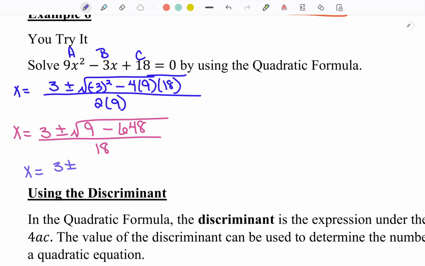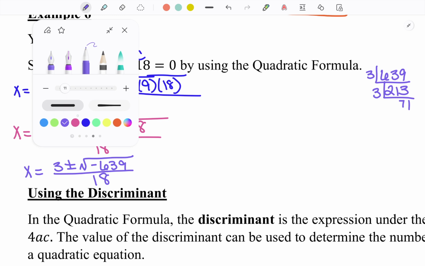We have the square root of -639 over 18. So that's 639. We have, let's see, divide it by 3. That gives us 213. We're going to try to divide that by 3. That leaves us with 71. Now that will not divide by anything because it's prime.